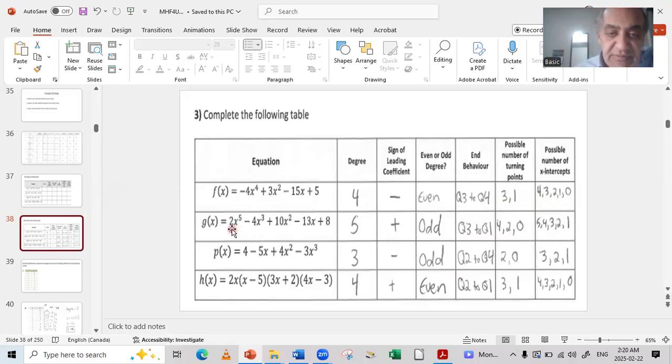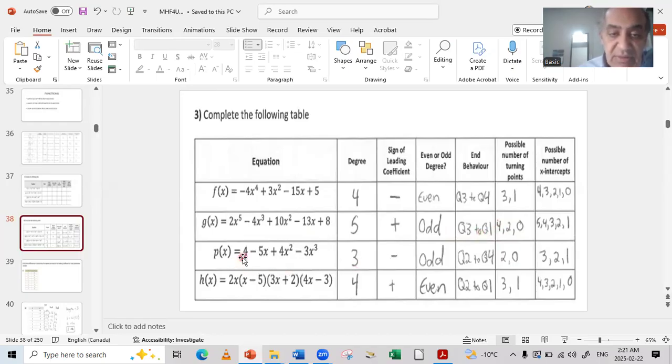2x to the 5, this is positive. The power degree is 5. So I have turning points of 4, but this time it will be even: 4 or 2 or 0. So I might have 4 turning points or 2 turning points or no turning points. And here it's odd. Odd means from Q3 to Q1, positive, so from Q3 to Q1.